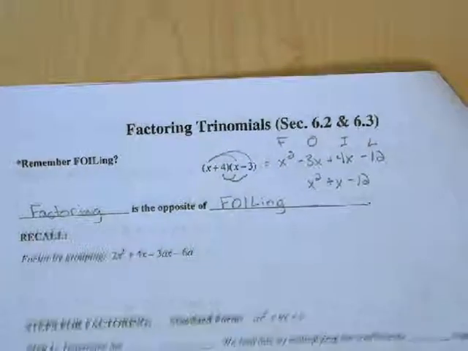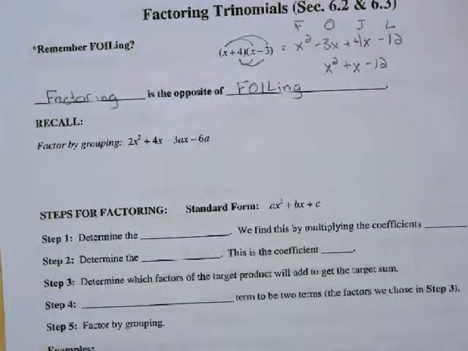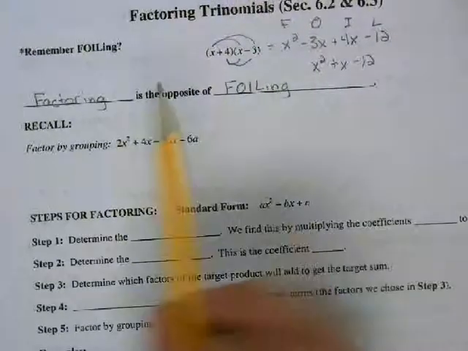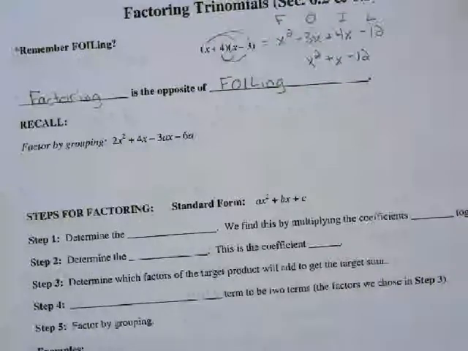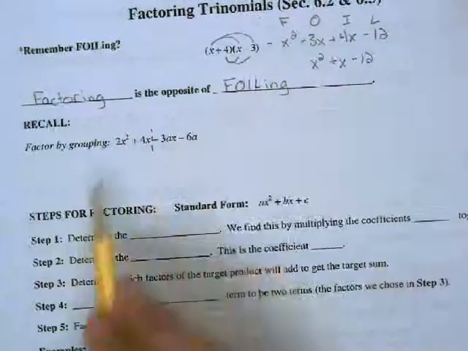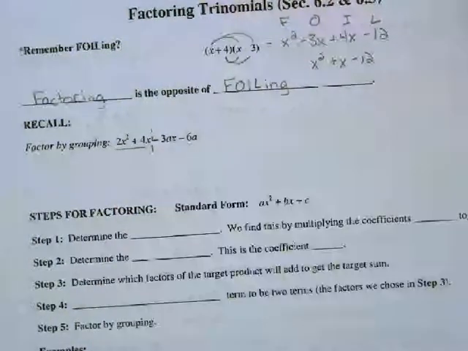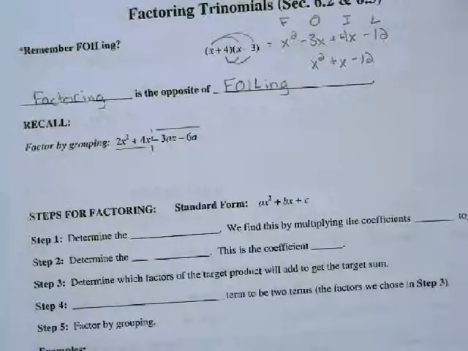Okay, so as a quick little reminder, in section 6.1 we looked at factor by grouping. So factor by grouping happens when you have 4 terms. 1, 2, 3, 4. Okay, 4 terms. So you're going to take this thing and you're going to group it. So we're going to look at those front 2 terms, the 2x squared plus 4x, and then we will look at the last 2 terms, the negative 3ax minus 6a. We're going to look at those separately.